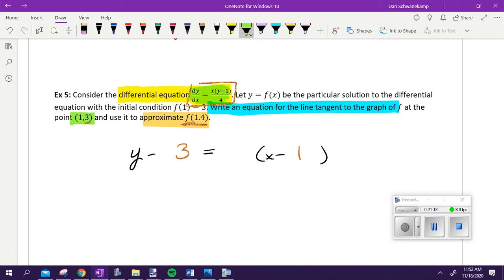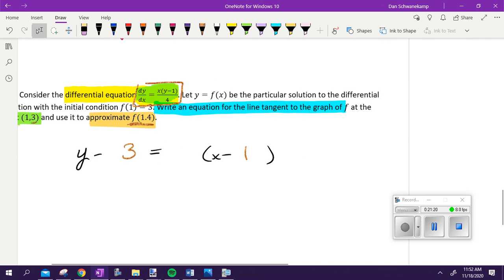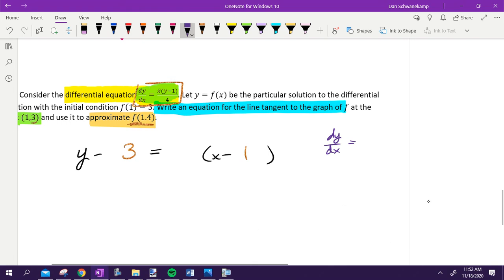This right here is going to tell me the slope. So if I'm doing the slope, dy over dx is going to be equal to my x value, which for this ordered pair is 1, times my y value, which is 3, minus 1, all over 4. And so I've got 2 over 4. My slope is 1/2. That is what's going in right here. Once I got my equation of my tangent line, that unlocks the other value. All right, cool. Now I'm going to find out f of 1.4.